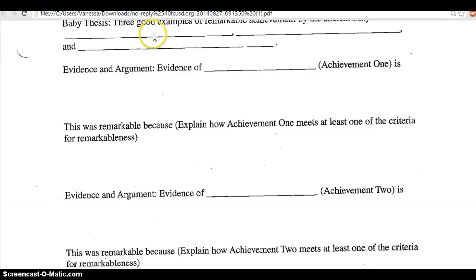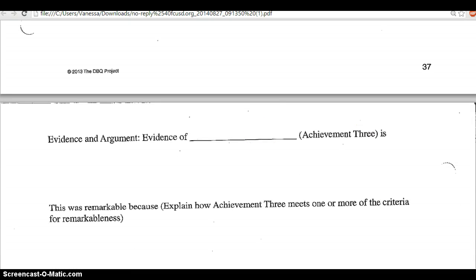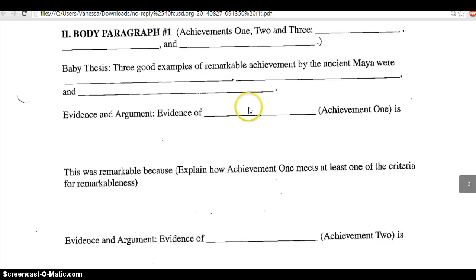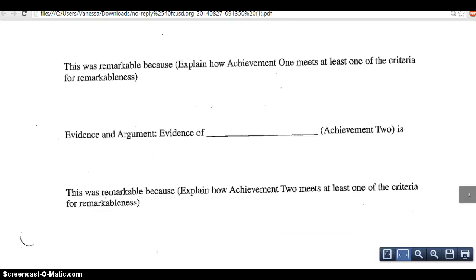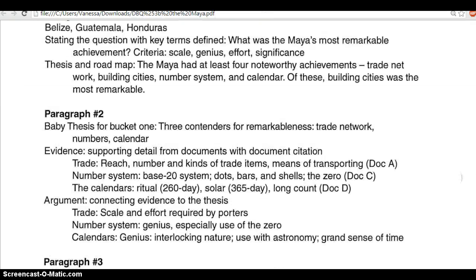Okay, whatever you put in 1, you're going to put here. Whatever you put in 2, you're going to put here. And whatever you're going to put in 3, you're going to put here. So do that now. Copy that as you made your list. Right here, 1, 2, and 3 are going to go here. 1, 2, and then 3. So copy those in there now. Okay, so we said 1 was trade, we said 2 was number system, and we said 3 were the calendars.